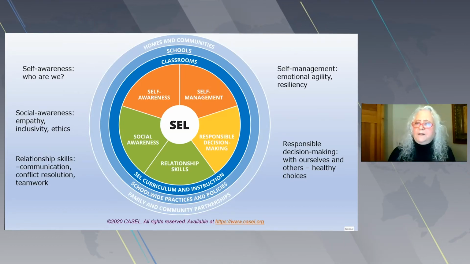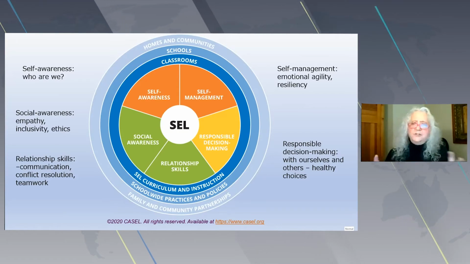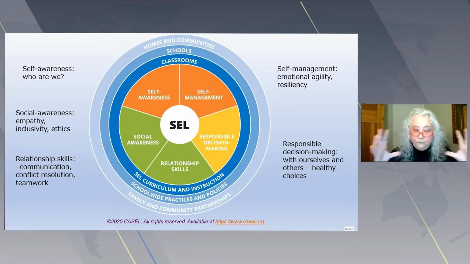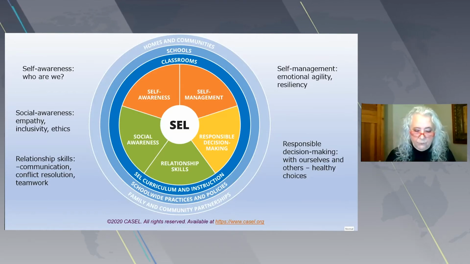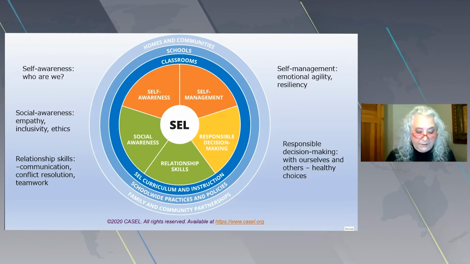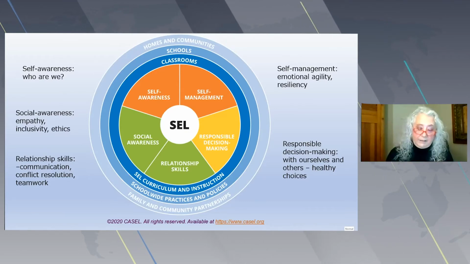The outer membrane of this wheel is what holds it all together. Effective SEL doesn't just happen in a vacuum or a single classroom. It is part of a whole societal picture. The classroom is the first section in the outer circle, but then we need a school culture. We need an administration that supports and encourages it. And finally, that outer layer that holds it all together is home and community.